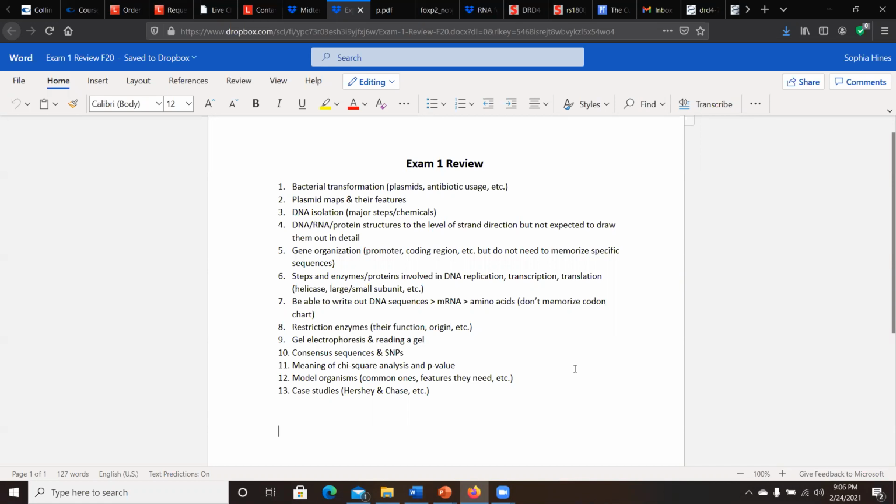Understanding about consensus sequences and SNPs. That's going back to the dog hair paper. And that the closer something matches to a consensus sequence, the more likely it is to be read or turned on if you're talking about promoters. And SNPs, how they are just a single nucleotide change, as opposed to large scale deletions or anything like that.